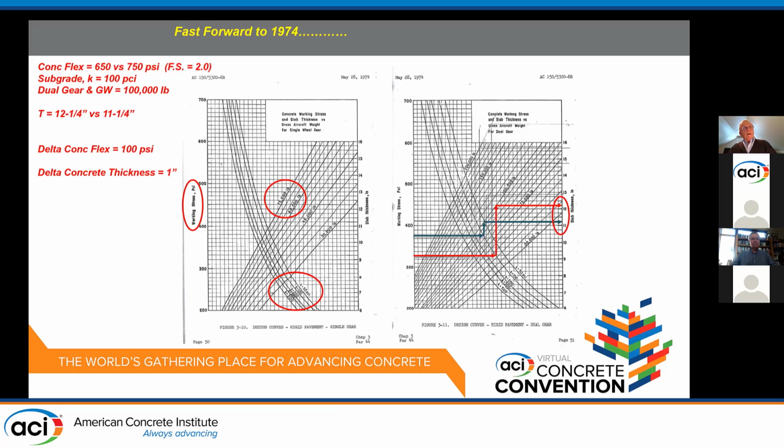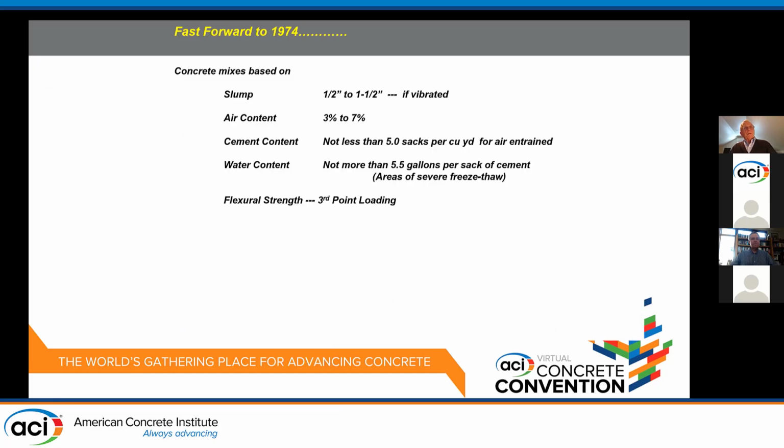So think about that. We get all bent out of shape sometimes on projects over small changes in the flexural strength, and yet in the old charts, changing the strength by 100 PSI had very minimal effect on the concrete thickness. The mixes in the 70s typically had 1/2 inch to 1.5 inches of slump if you were going to be slip forming, and that's what the big projects typically use. And air content was specified between 3 and 7.